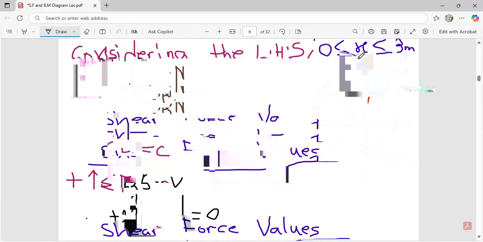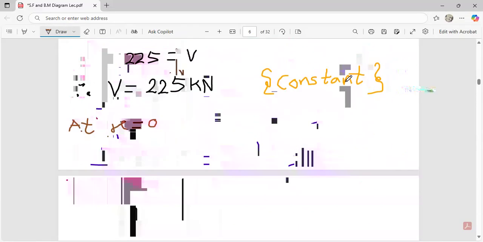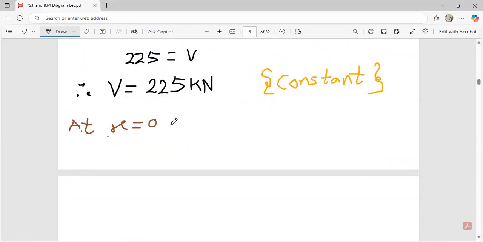So you have to work for that. That is why I wrote that over there. So at x is equal to 0, your shear force at A, that means VA. V is shear force, but V subscript A means shear force at A. And your shear force at A is going to be 225 kilonewton.